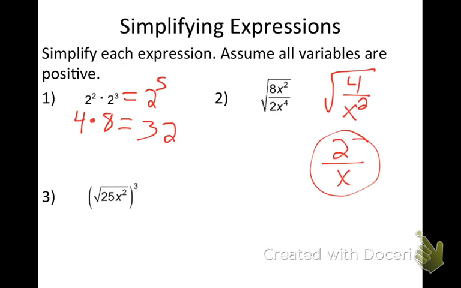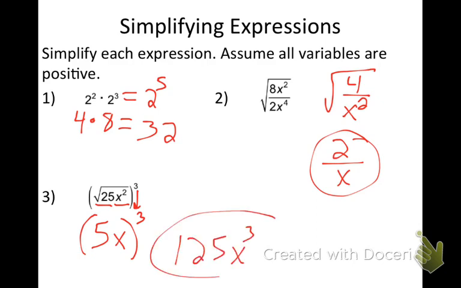Number 3 here. I have the square root of 25x squared, all to the 3rd power. Take this step by step. What's the square root of 25? Square root of x squared. So I have 5x to the 3rd power. Well, what's 5 to the 3rd? 125. X to the 3rd power. So I get 125 x to the third then.